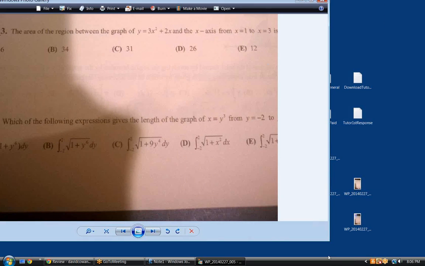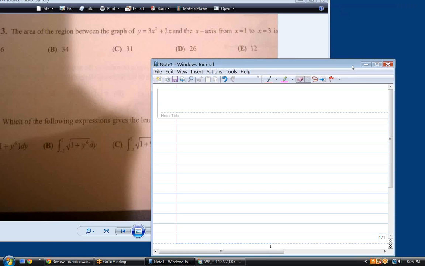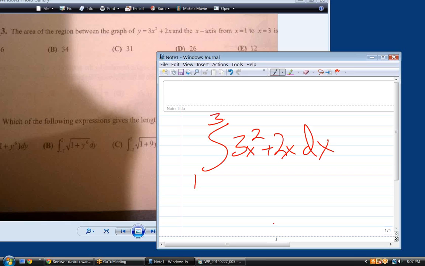Area between the graph and the x-axis from 1 to 3. How would I set that up as an integral? The integral from 1 to 3 of 3x squared plus 2x dx. Okay. Go ahead and integrate that.